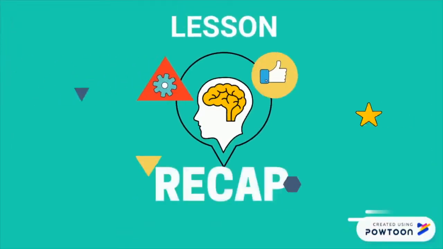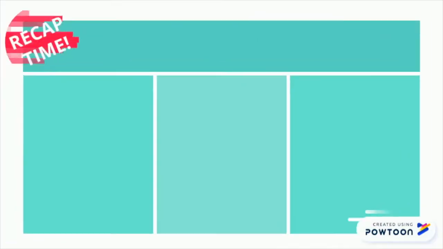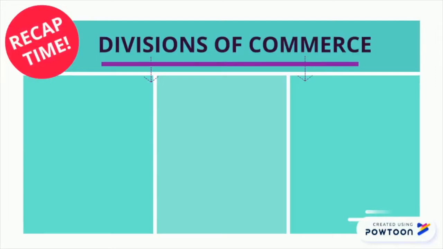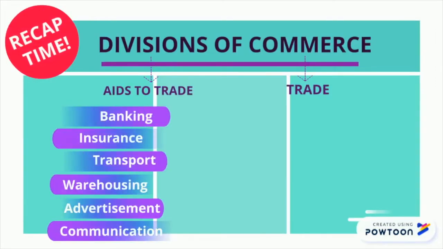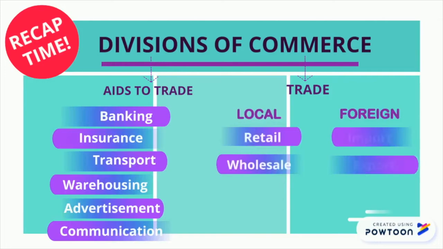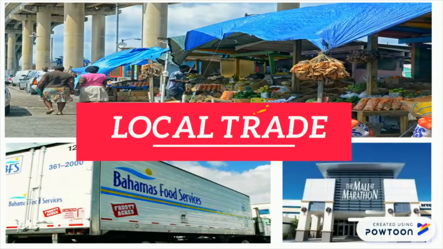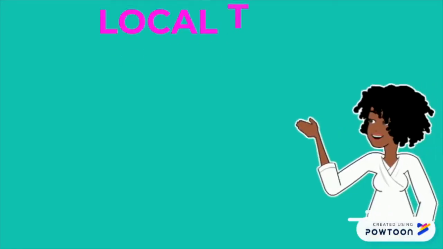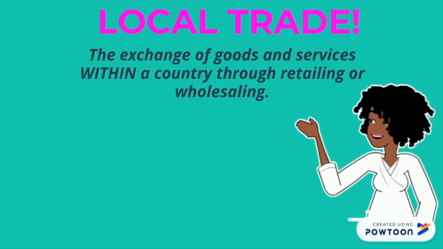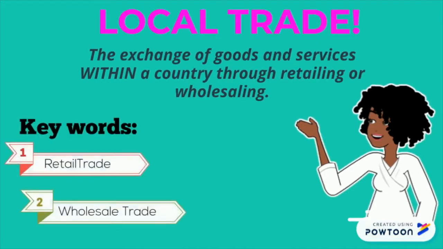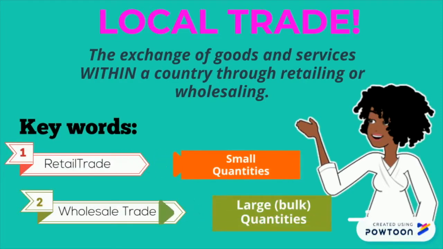Wonderful. So let's recap last lesson of divisions of commerce. Now, commerce is divided into two areas: the aids to trade and trade. For today's lesson, we're going to look at local trade. So, local trade is the exchange of goods or services within a country through retailing and wholesaling. The retailer selling in smaller quantities and wholesaler in larger quantities.